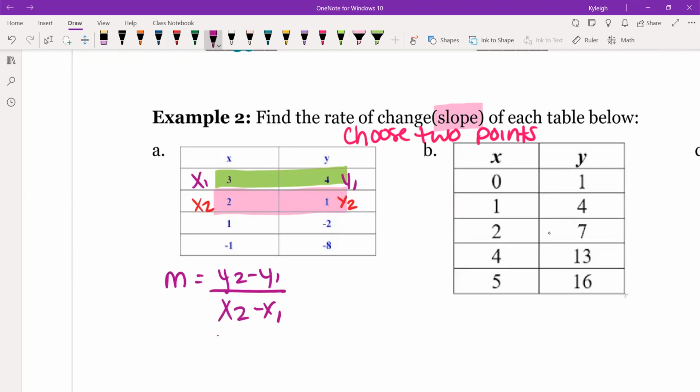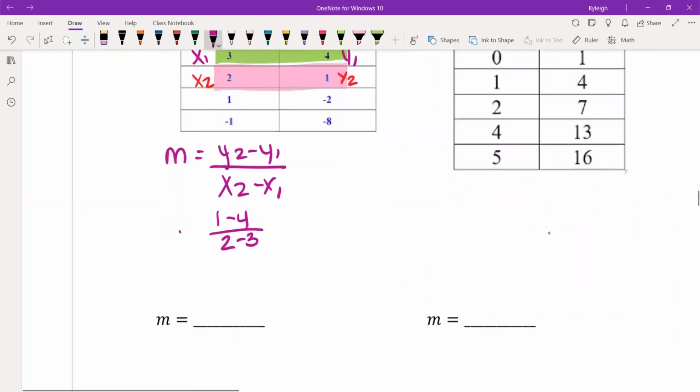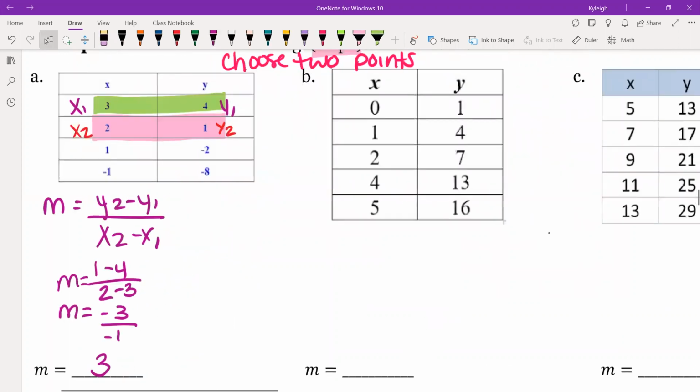And the formula is 1 minus 4 over 2 minus 3. 1 minus 4 is negative 3. 2 minus 3 is negative 1. Negative 3 divided by negative 1 is positive 3. And that's my slope.